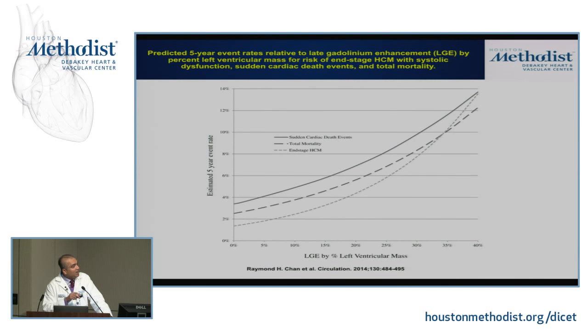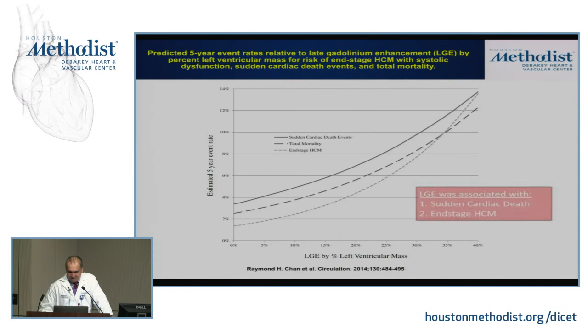Furthermore, increasing scar burden, as shown here on the y-axis, was also correlated not just with sudden cardiac death, but also with increased mortality from end-stage heart failure. So increasing fibrosis burden leads to both arrhythmic complications of hypertrophic cardiomyopathy, as well as pump failure and the end-stage heart failure complications that can occur with hypertrophic cardiomyopathy.